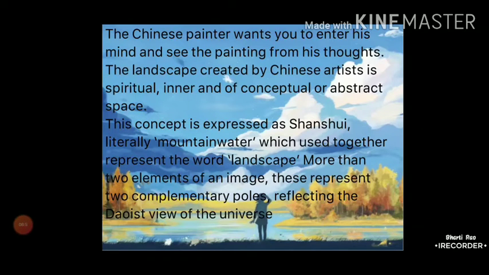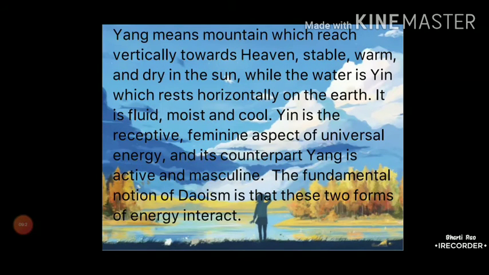Now, this concept is known as Shan Shui, which literally means mountain water. Both of them are used together to represent the word landscape. The two elements of this image represent two complementary poles, and they reflect the Taoist view of the universe. A Taoist view of the universe, what is it?